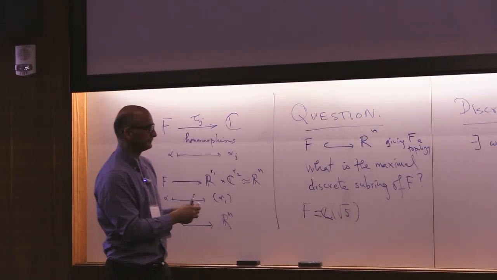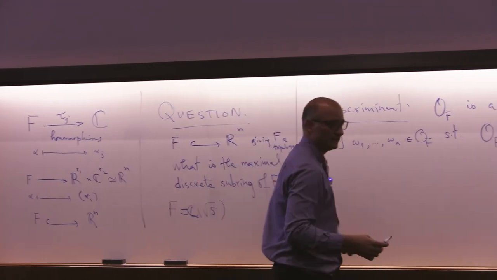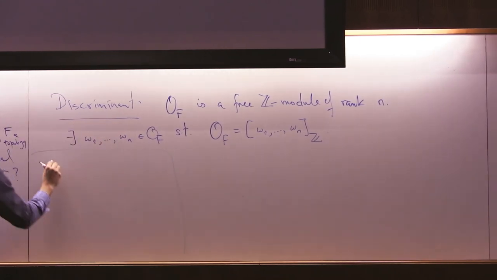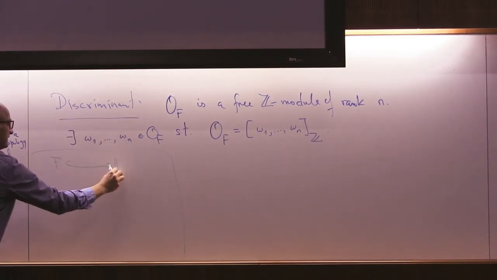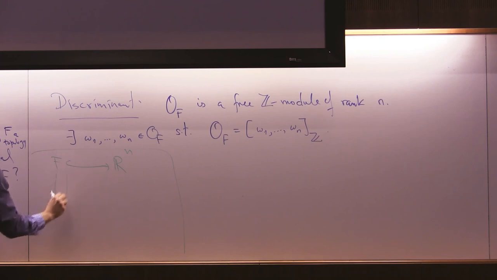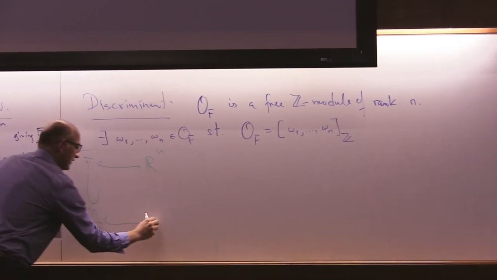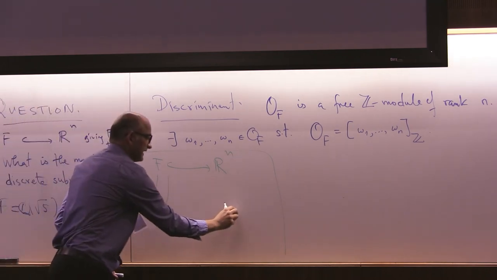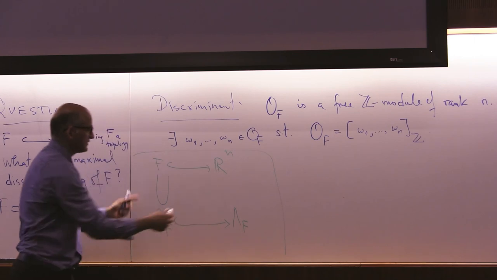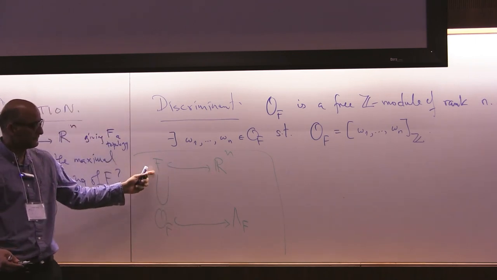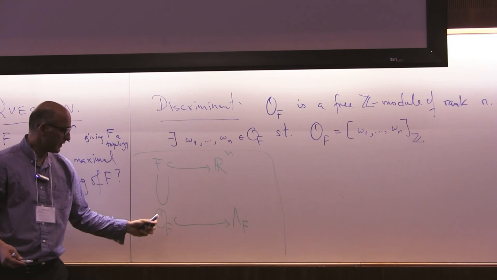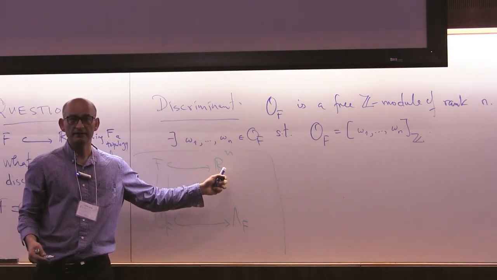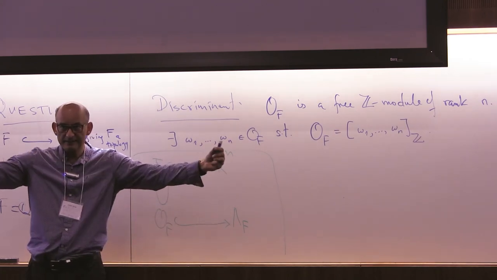So, just a little sidebar. F is mapping inside Rn. OF sits inside here. And then OF is mapping inside something inside Rn. I'm going to call it lambda F. It's just its image under this embedding. F is dense in Rn. But OF is going to be discrete inside Rn. Just like the points in Z are discrete.